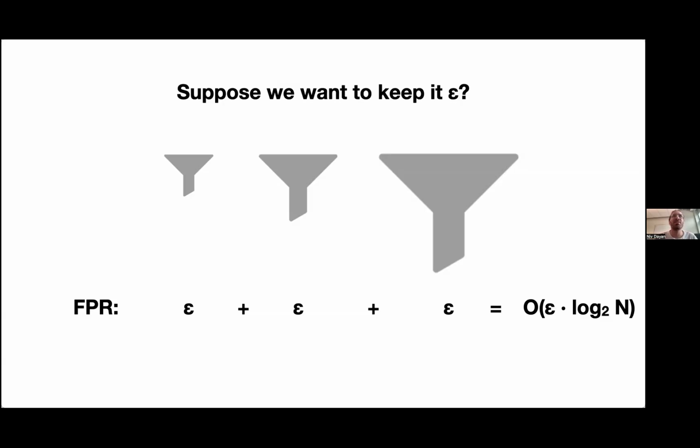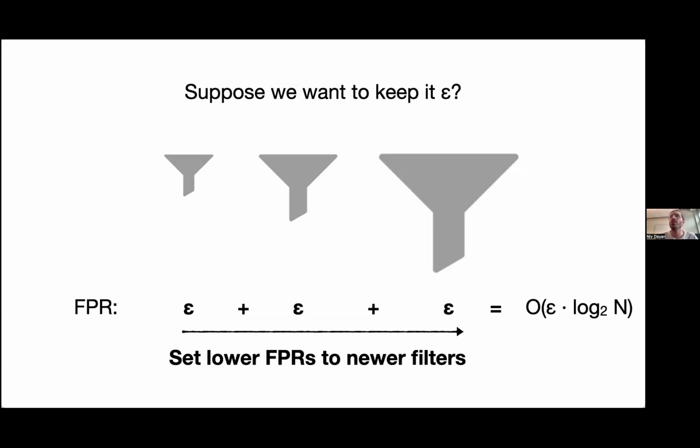It's a bit more complicated when it's virtual. Okay. I mean, we could increase the precision of these new filters. Yes, excellent. That's exactly the right idea. So what you can do is set lower false positive rates to newer filters. And then you might ask, at which rates should I actually increase their precision?